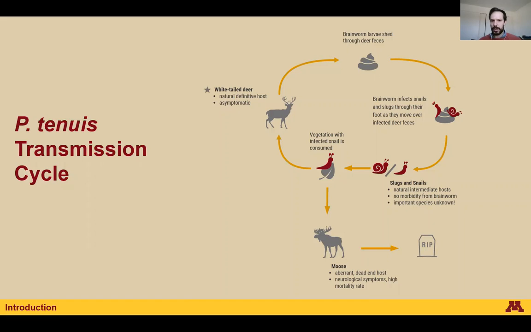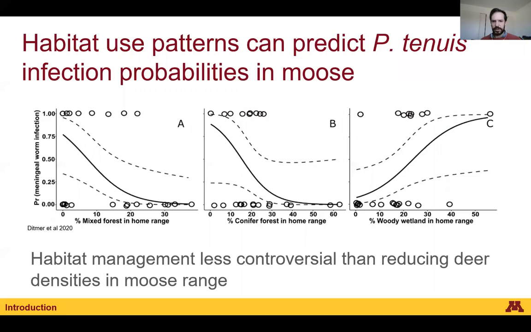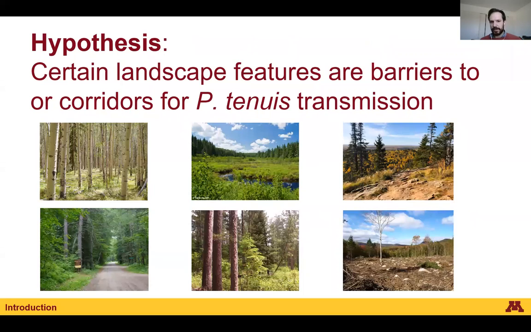Infections in moose are becoming more common due to increased overlap in deer and moose habitat due to climate change and land conversion. Management options to reduce P. tenuis transmission to moose are currently limited to reducing deer densities, which is often politically infeasible and varies in efficacy. New intervention options are needed. Habitat management to reduce transmission is less controversial, and previous research found that increased moose use of certain forest types predicts P. tenuis infection probabilities. However, whether those forest types or other landscape features serve as barriers to or corridors for P.